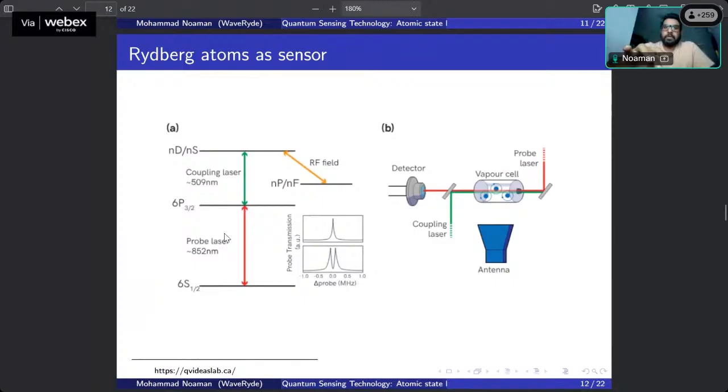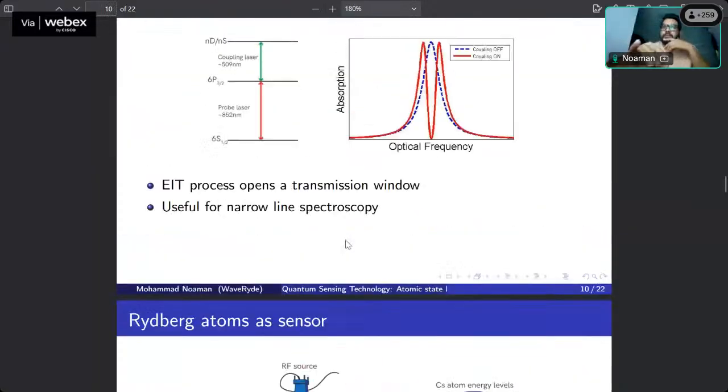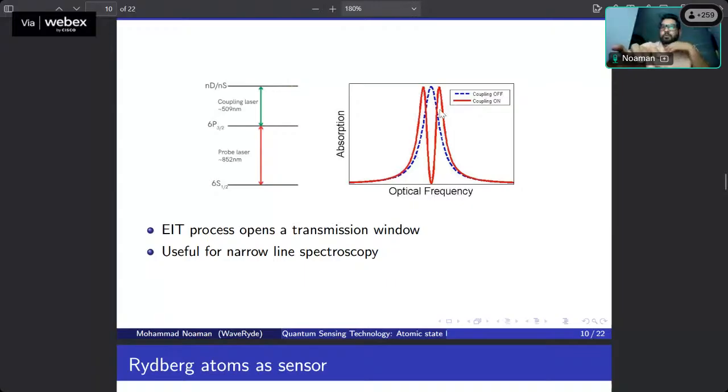where we had the previous case that was called EIT, but now we added this other field, the RF field, because there are different transitions in the Rydberg states, and they can be coupled or addressed by the RF field. So this is the sensing part of that RF. Without this RF, you would just see a single peak like this, as we were seeing with the blue dotted line.